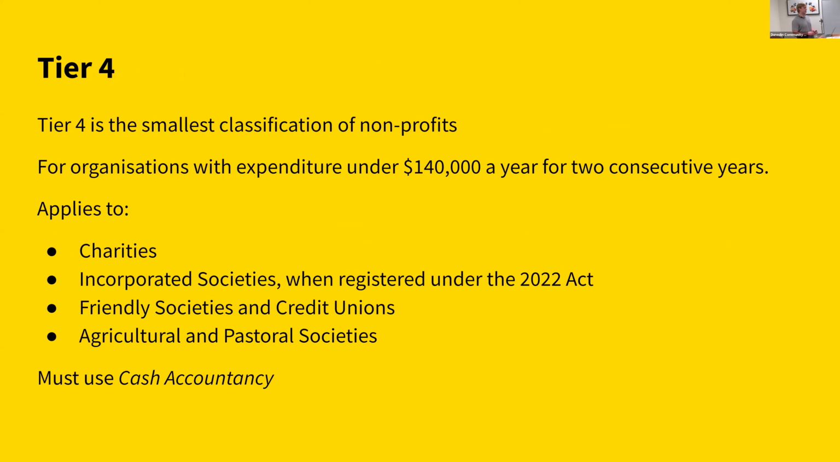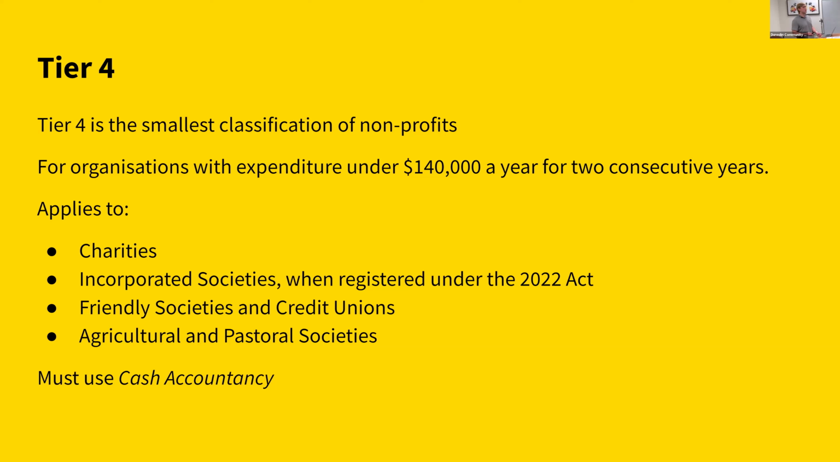So this Tier 4 applies to charities, incorporated societies when you're registered under the 2022 Act, friendly societies and credit unions, and finally agricultural and pastoral societies. So as you can see, this covers quite a wide range of different entity classifications.